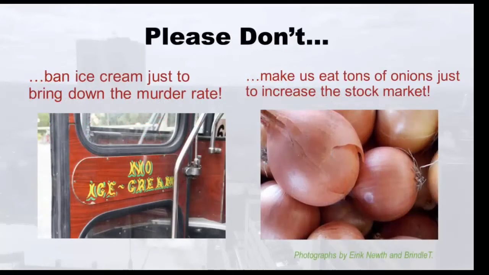So at the end of the day, you're not going to be able to affect the murder rate by bringing down the ice cream consumption rate. And you're not going to be able to fix the stock market by making people eat onions. And so that's the whole concept behind lurking variables, and correlation is not necessarily causation.